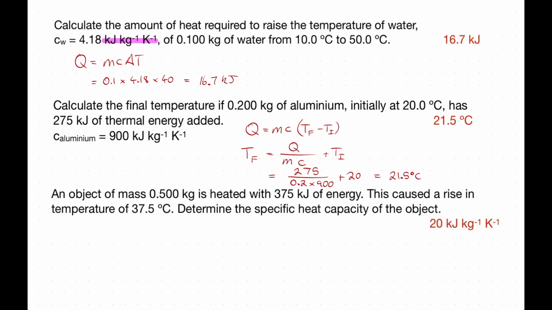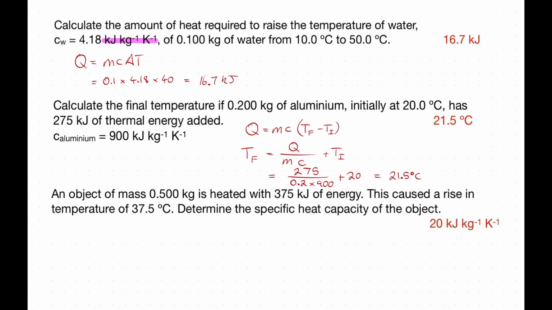Remember, it is also the same scale. Because we're keeping everything in degrees Celsius, if we just solved 275 divided by 0.2 times 900, this part here, we would end up with hopefully a value of around 1.5. So when we add our 1.5 to our 20, therefore we get our final answer.